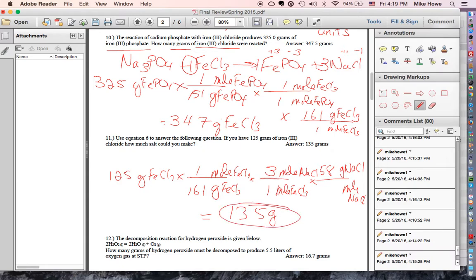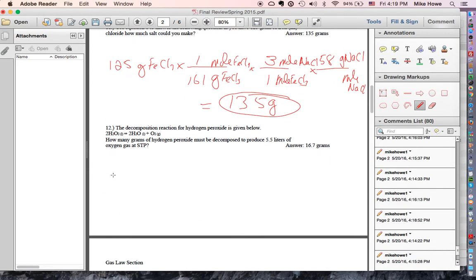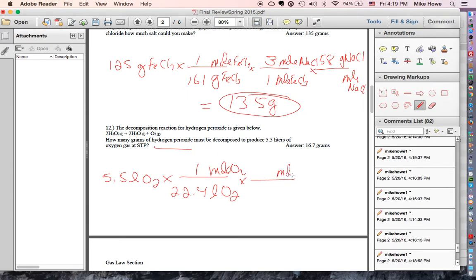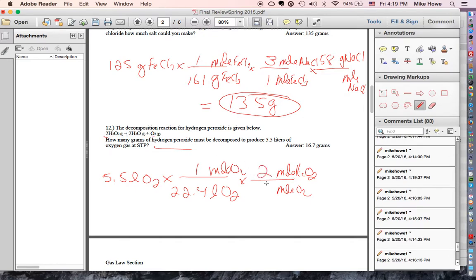So there you go. Okay, now the decomposition equation I gave you. How many grams of hydrogen peroxide must be decomposed to make 5.5 liters? So you got 5.5 liters of oxygen. You're going to change that to moles. Put liters of oxygen on the bottom, put moles of oxygen on the top. 1 is 22.4. Okay, then you got to do a mole ratio between what you're looking for and what you have. You're looking for grams of hydrogen peroxide, so I'm going to put moles of hydrogen peroxide first. Then moles of oxygen on the bottom, because that's what's up here. Now the numbers are, there's 2 moles of hydrogen peroxide for every 1 mole of oxygen, so 2 to 1.